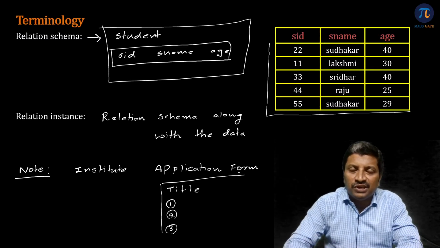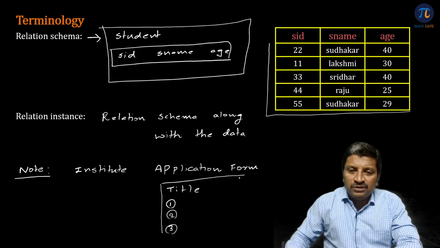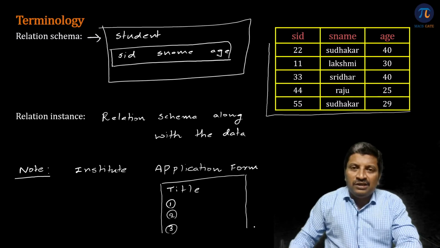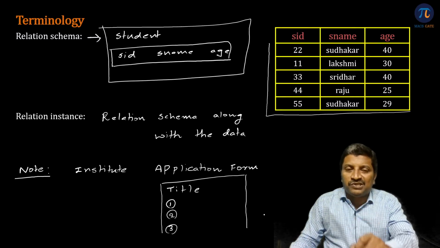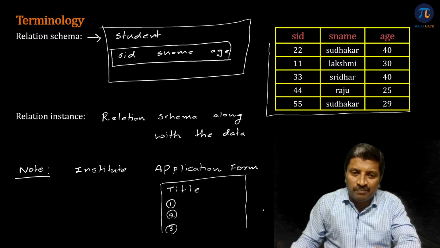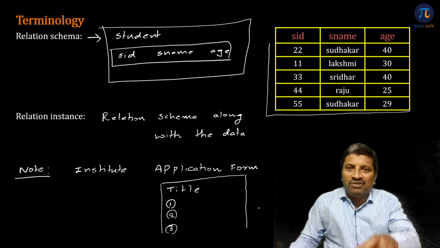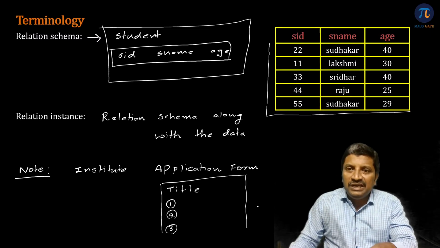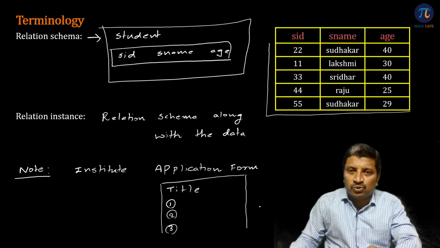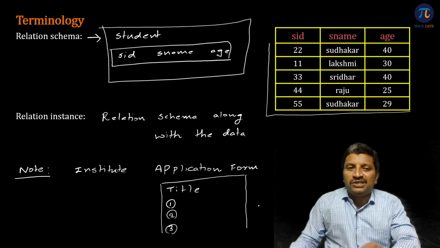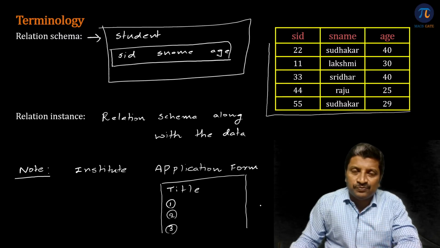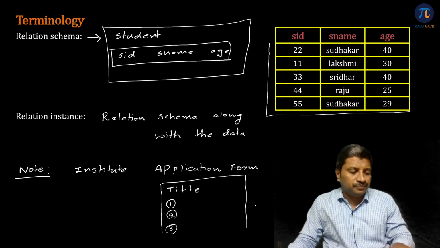Here I don't have the details of any particular student. So the structure or the empty copy of the application form is called relation schema. Now suppose I have the collection of applications in which I have the details of the students. That particular collection is called relation instance. Is that clear?